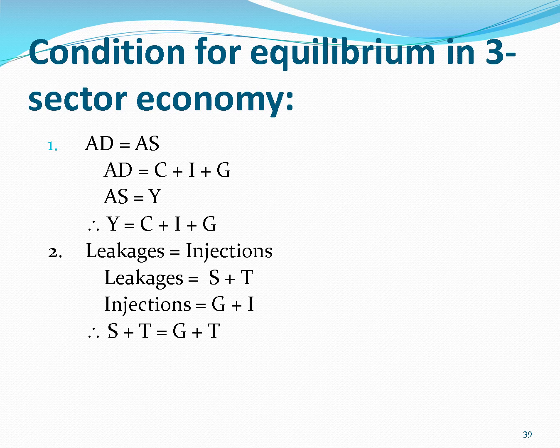And then we have another approach, leakage and injection for three sector. We have S plus T, saving and taxes, equal to G plus I, because leakage is equal to injection. In the case of three sector, injection is government plus investment, not taxes. S plus T equals G plus I, or I plus G.